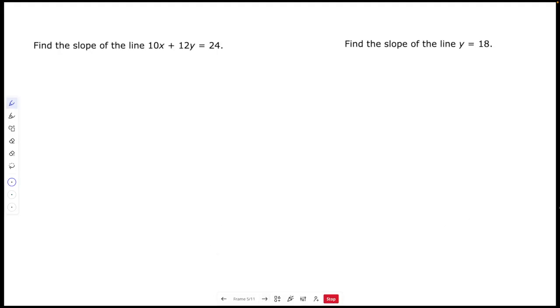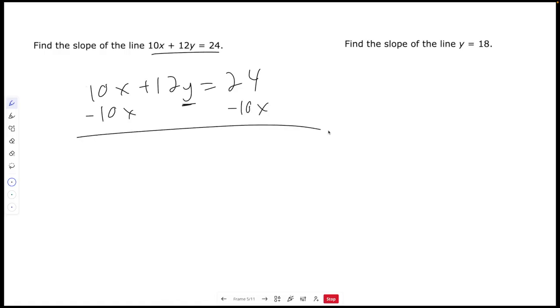All right, so for these, we're still finding slope, but you'll notice for this first problem here, it's not in slope-intercept, it's not in point slope, and so we need to do that process of solving for the y. So we start with this. To get the y by itself, we need to move the 10x over first. So we're going to do minus 10x on both sides. Now we have 12y equals 24 minus 10x.